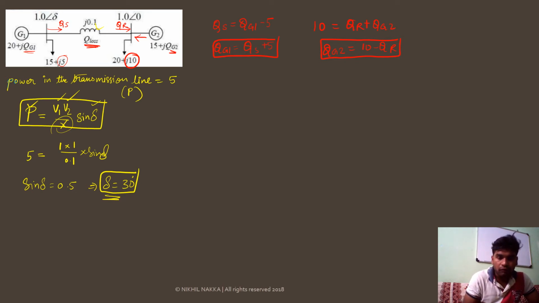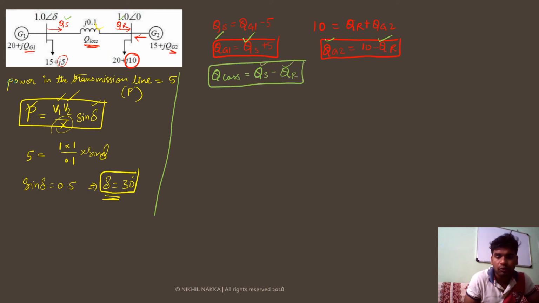Now we will find out what Qs and Qr are. The moment you know Qs and Qr, you can find out Qg1 and Qg2. That is what is asked in the question, right? And you are also required to find the Q loss, isn't it? What is the Q loss? Qs is being sent, Qr is received, and in between, Q is lost. So Qs minus Qr. So the moment you find both Qs and Qr, your entire problem is solved.